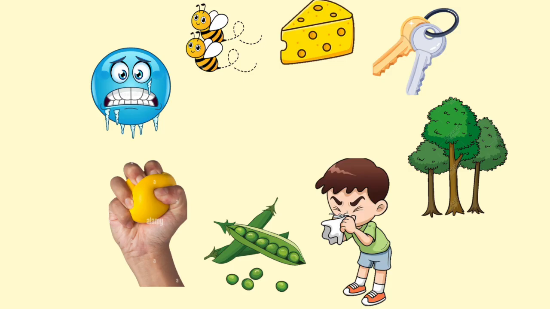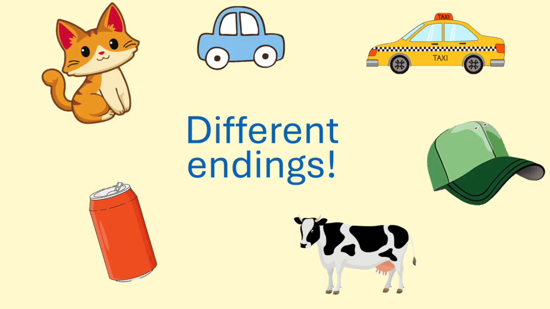P-da-gees. What do you think? Peas. Good. Tr-da-gees. Trees. Ch-da-gees. Cheese. Fr-da-gees. Freeze. Squid-a-gees. Squeeze. Bid-a-gees. Bees. Cud-a-gees. Keys. Snud-a-gees. Sneeze. So let's listen now to different endings.